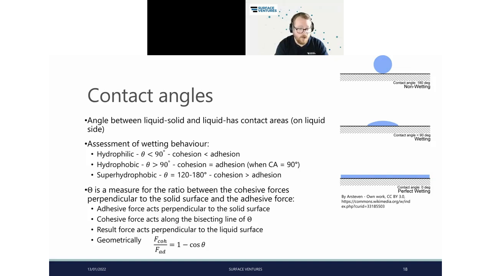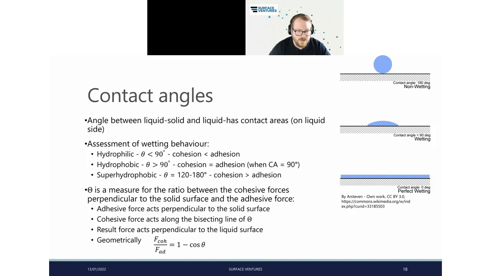Whereas if we have something hydrophobic, where the angle is greater than 90 degrees, you have a different case where it's flipped. The adhesion is greater than the cohesion. If it is 90 degrees, we can effectively say these two are equal. And we can have super hydrophobic, where the contact angle is somewhere between, there are some different definitions of this, but generally between 120 and 180 degrees, the cohesion is greater than the adhesion.